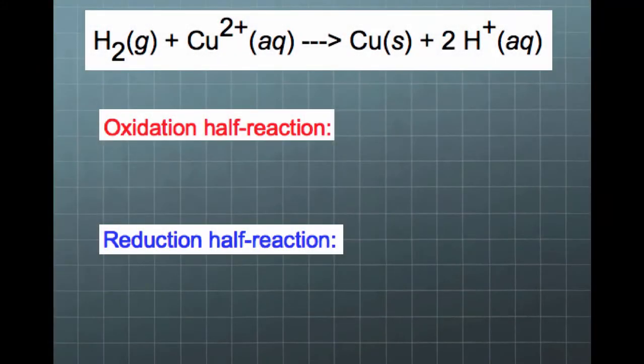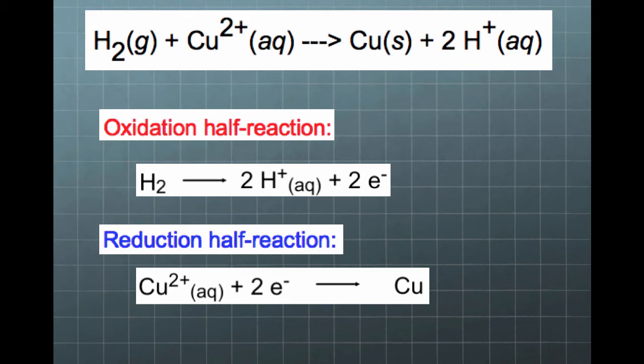So here's another reaction. Here we have hydrogen gas reacting with copper ions, making copper metal and 2 hydrogen ions. Pause video. What's the oxidation half reaction? What's the reduction half reaction? Here are our 2 answers. Hydrogen is donating 2 electrons to turn into 2 hydrogen ions during our oxidation. Our copper ion is getting reduced to elemental copper as it gains 2 electrons in the reduction reaction.